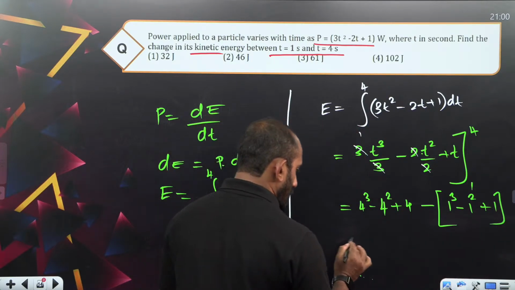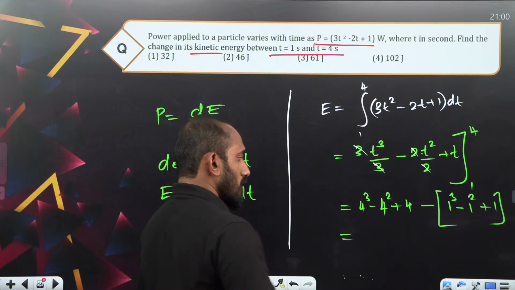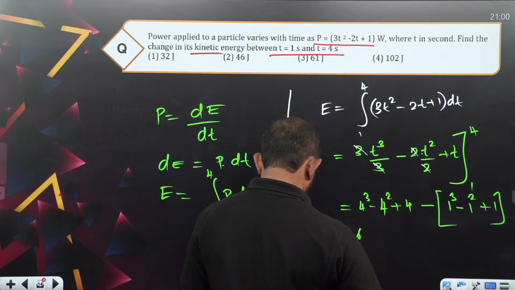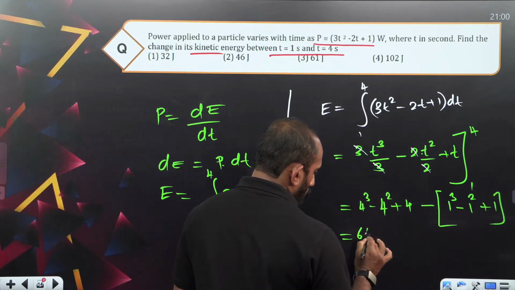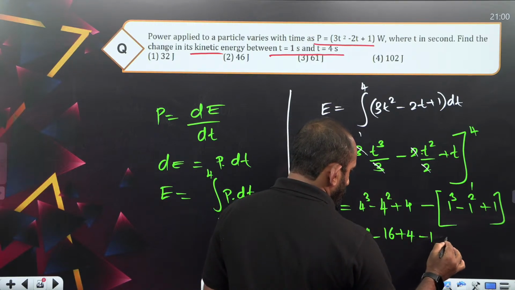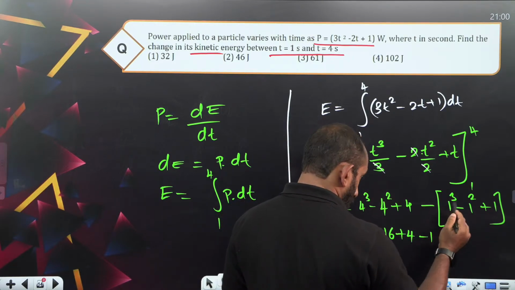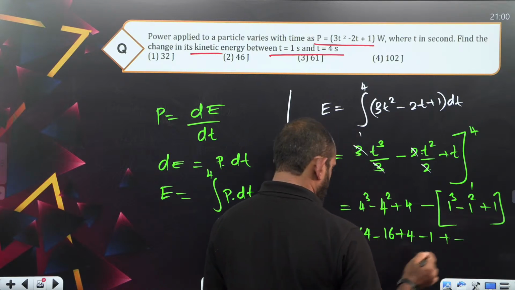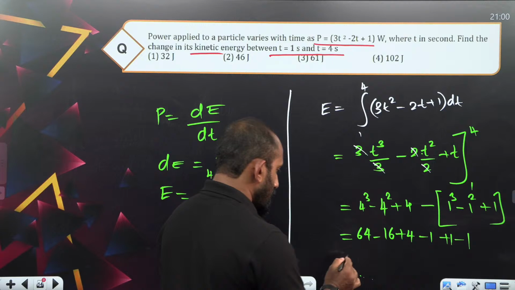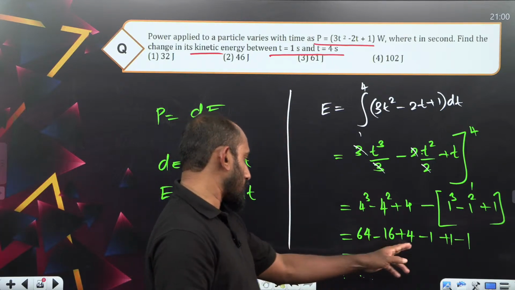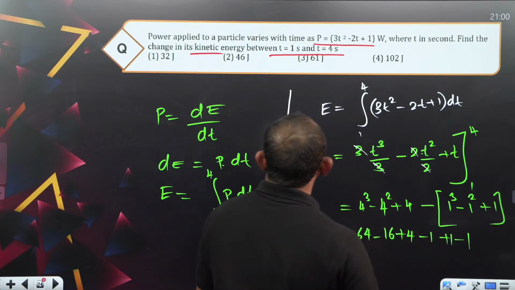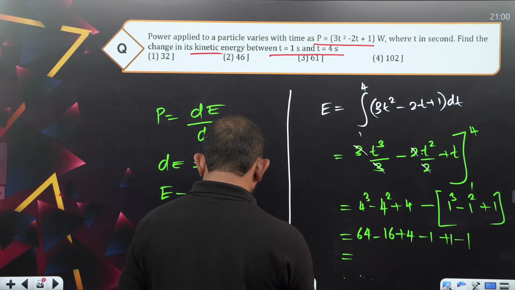So if you rearrange it, for 4 cube we have 4 into 4 is 16, into 4, that is 64, minus 16 plus 4, minus 1 plus 1. Then here if you just rearrange it, minus will be minus 1 again, minus 1 plus 1 minus 1. So the final answer will be 64 minus 16 plus 4. So we have 68 minus 16, that is 52, minus 52 plus 1. We have the equation as 40.